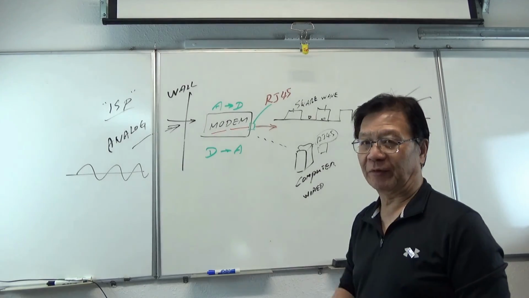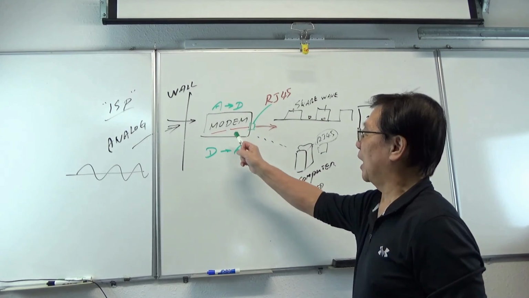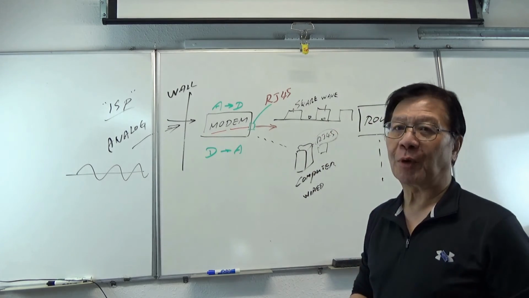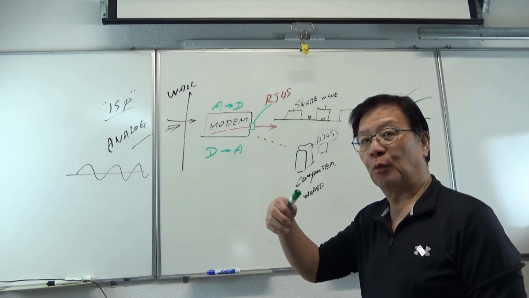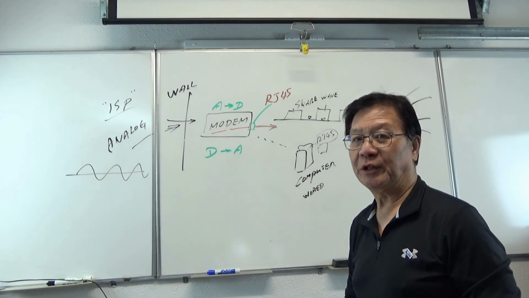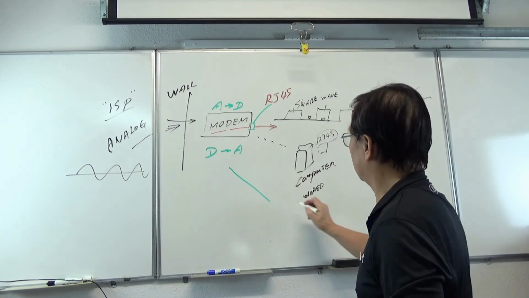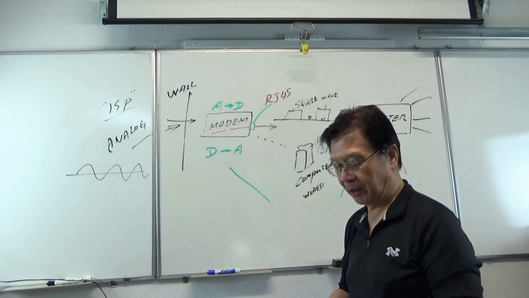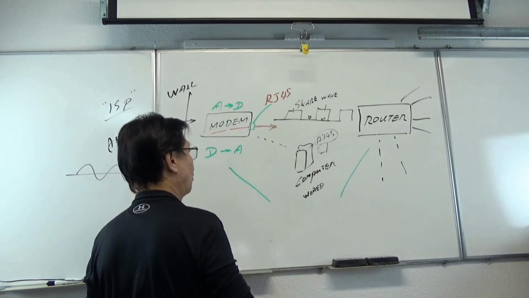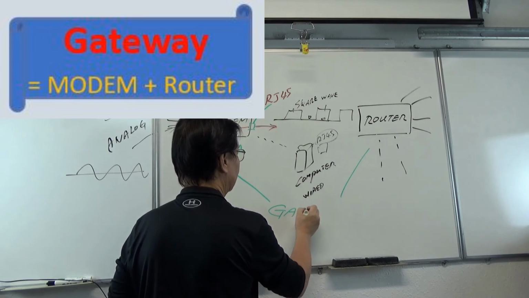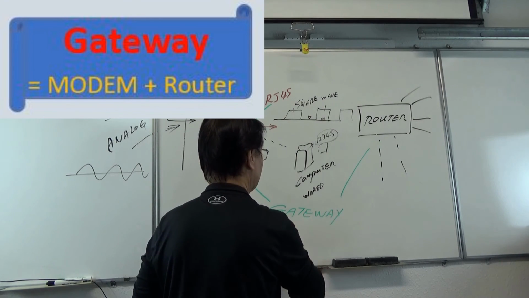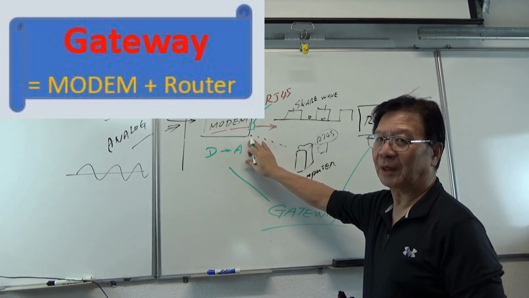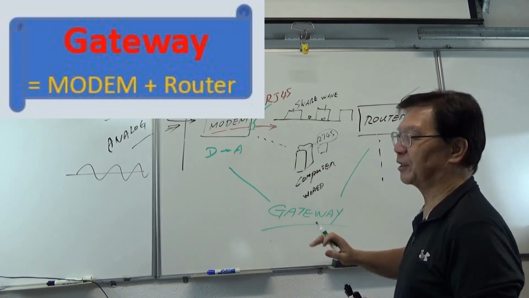Actually, at the beginning of the internet, many years ago, we did have two physical items. One is a modem, the other one is a router. But for the last several years, people have combined these two items into one physical item. It's called a gateway. That means a modem has a built-in router inside.